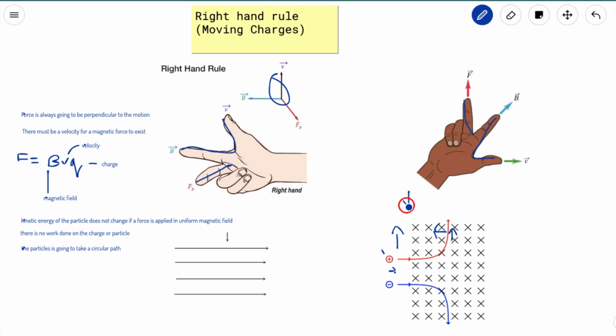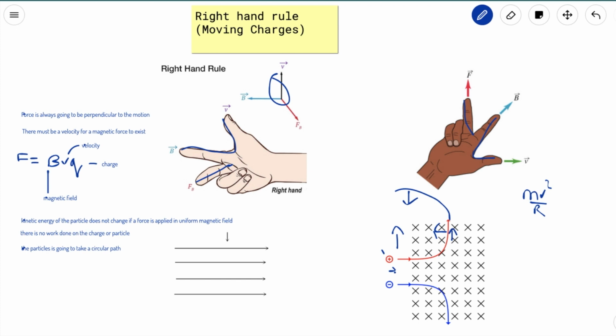So here, let's say it's like that, it's going to point inwards, right? And you know that if it's pointing towards the center, it's going to be a centripetal force, mv squared over r, which causes a circular motion. So that's why it's always going to be a circle.